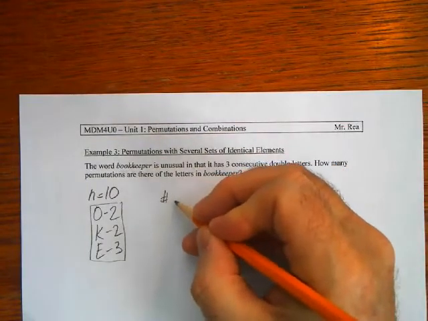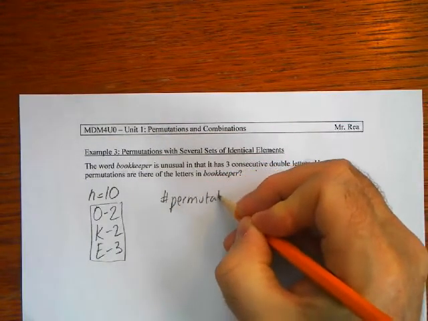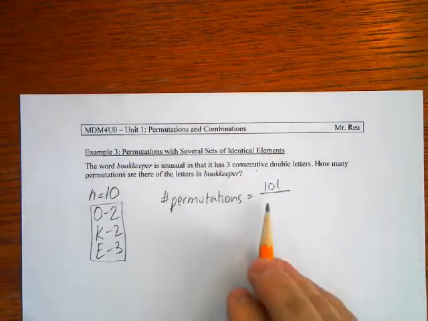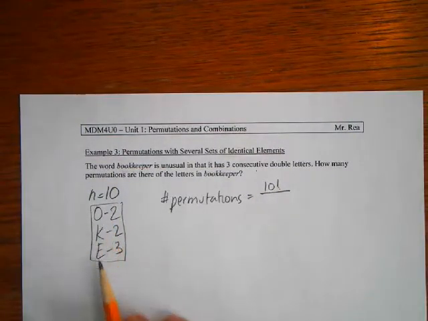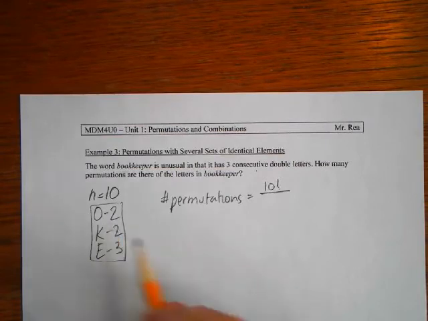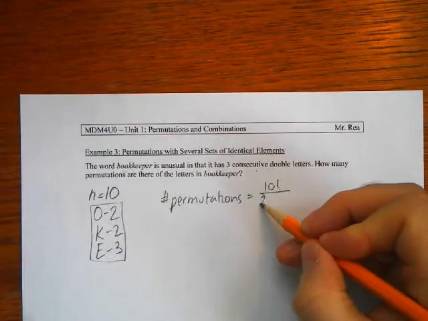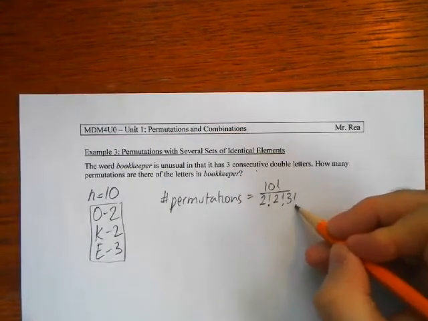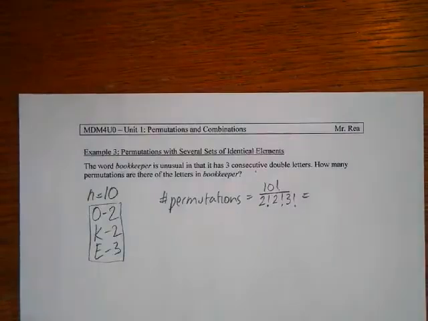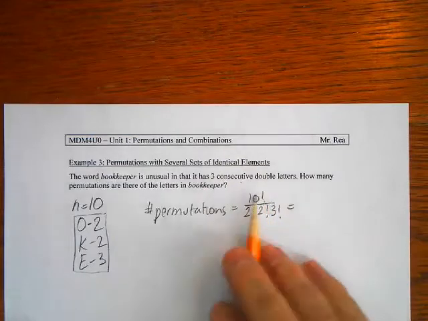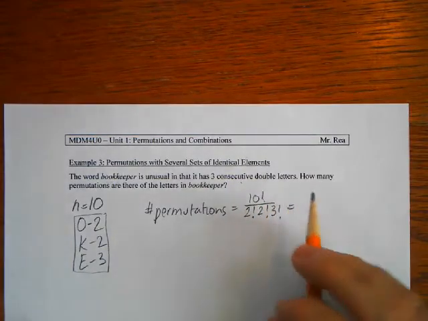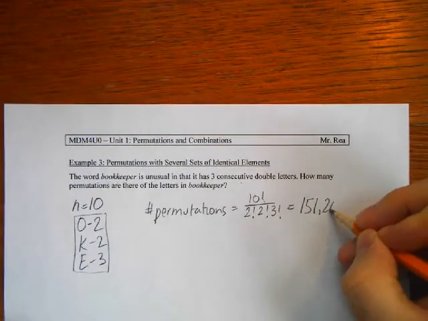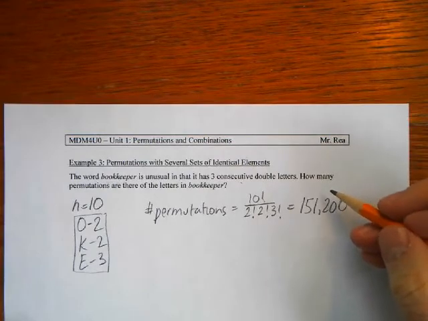So the number of permutations is equal to n factorial. Now this time there are more than one duplicate letters, so for each one we have to put each one as a factorial. So that's going to be 2 factorial times 2 factorial times 3 factorial. And I'll just let the calculator do this one, but this works out to probably higher than you would expect, 151,200 different arrangements of that word.